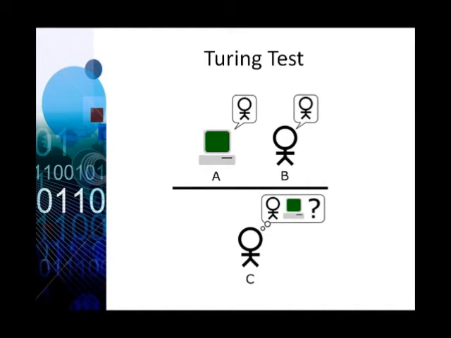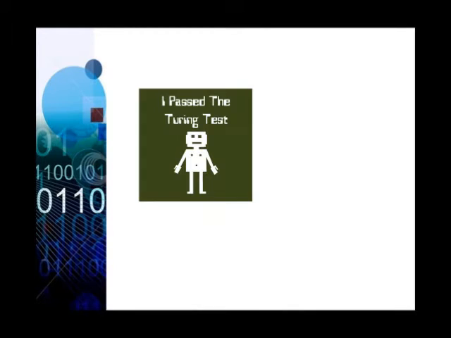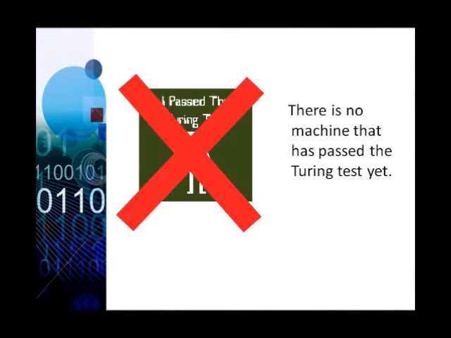The investigator starts to pose questions simultaneously to the others. The machine and the person give their answers, and the investigator, based on those, tries to understand which is the machine and who is the person. If the investigator cannot separate the two, then we can say that the machine has intelligence. There is no machine that has passed the Turing test yet and it may never be possible. However, the Turing test is the base to evaluate artificial intelligence systems.